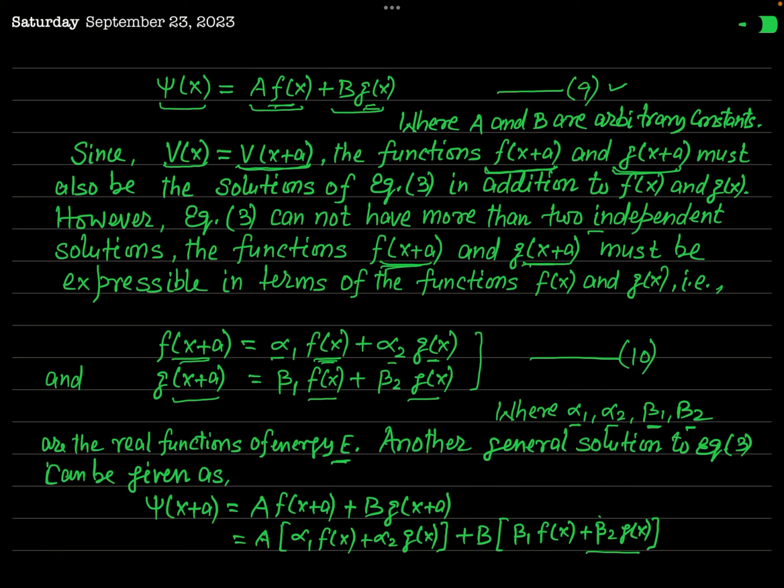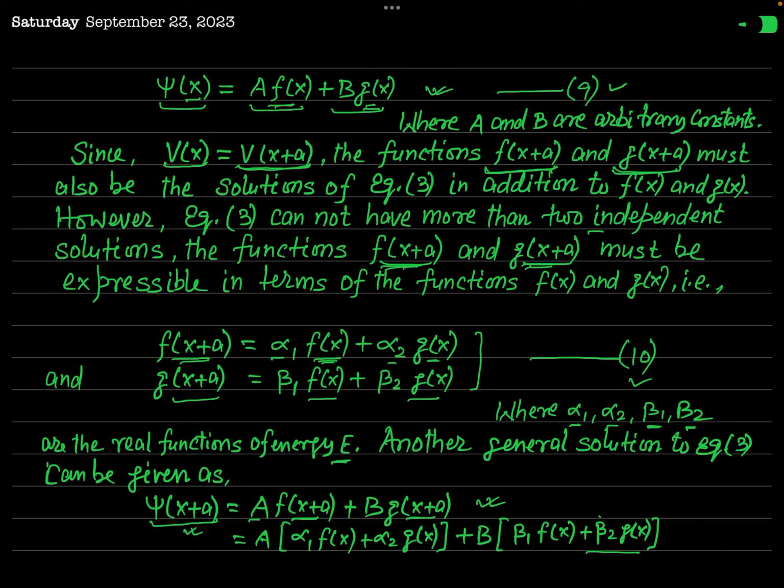Okay. And now, as we have assumed that f of x plus a and g of x plus a are also solutions of the Schrodinger equation, you can write another general solution of this Schrodinger equation in this manner as psi of x plus a equal to a times f of x plus a plus b times g of x plus a. It is evident on the basis of this equation 9. You can simply say that if we replace x by x plus a in this equation 9, then we get psi of x plus a equal to this much. Okay. Now let us substitute the values of f of x plus a and g of x plus a from the earlier equations here.